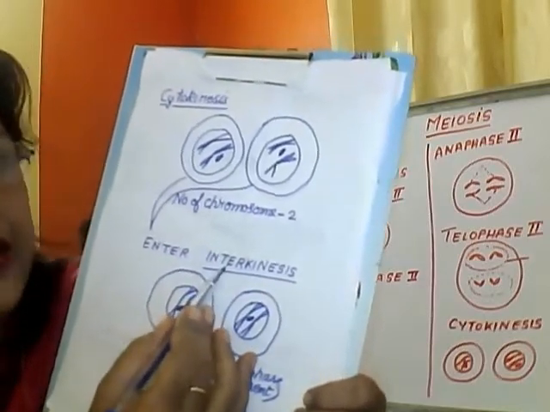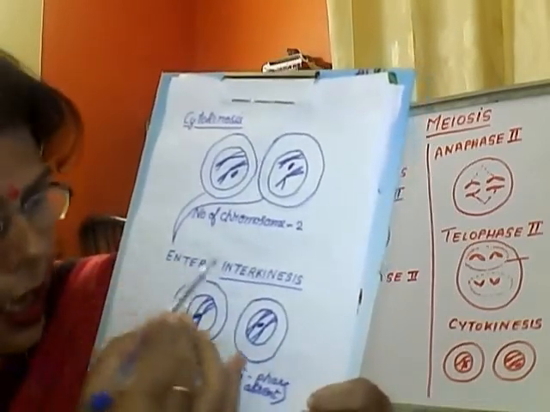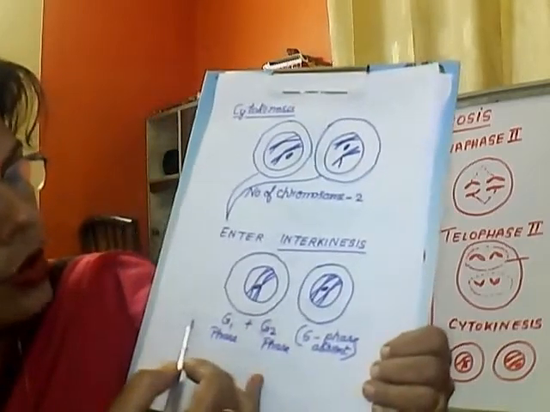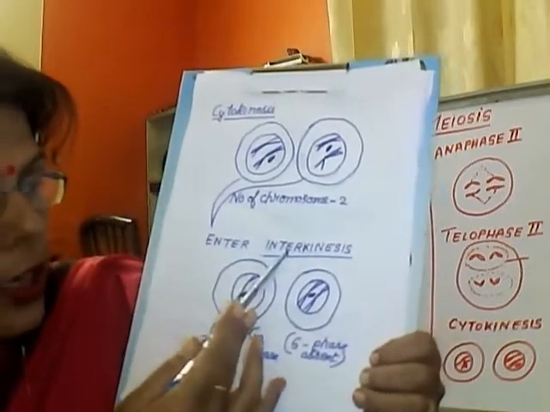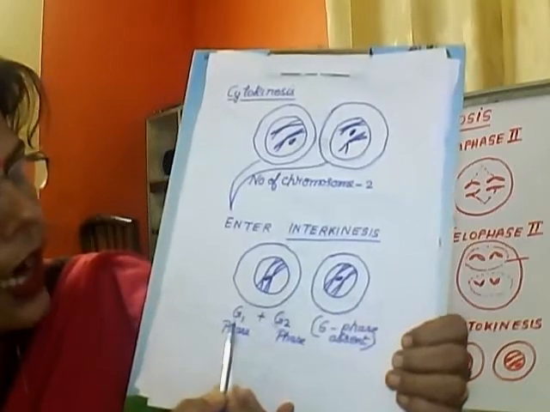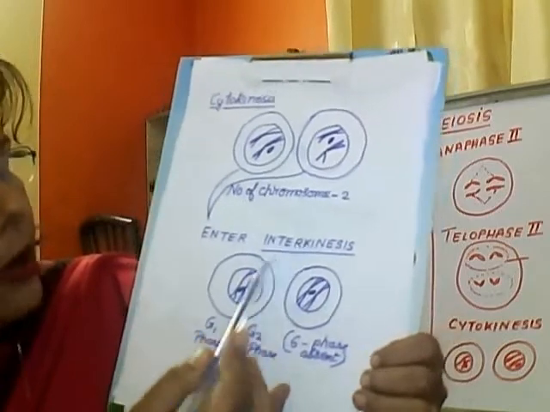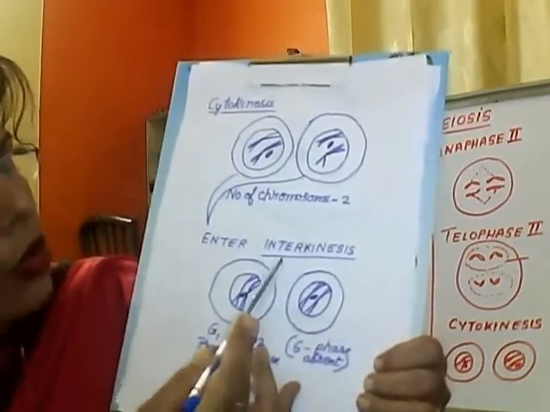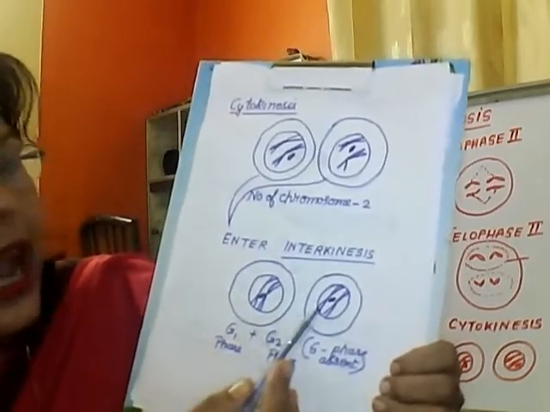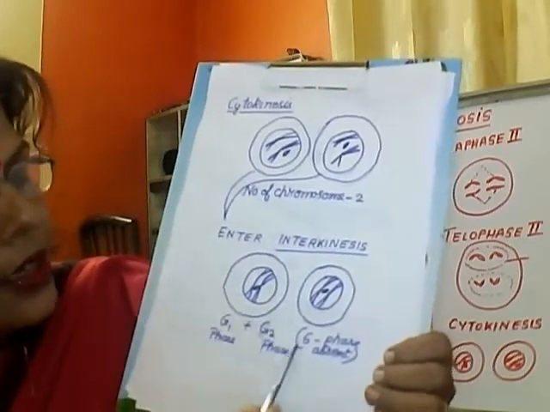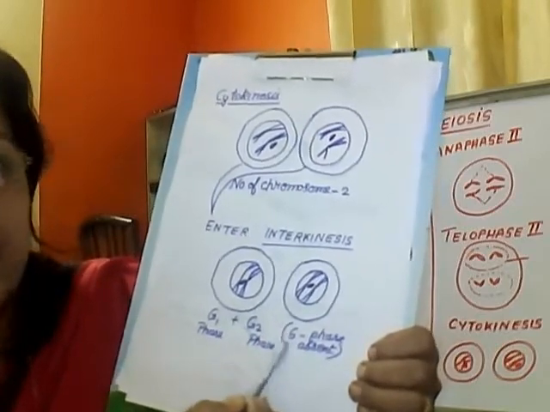Now here some differences are there from the interphase. In the interkinesis phase, the 2 cells will undergo the G1 and G2 phases. That means G1 plus G2 is the result, which is also known as the interkinesis phase. So in both the cells, the interkinesis process will take place where the S phase is absent. Now the question may arise, why is this S phase absent?